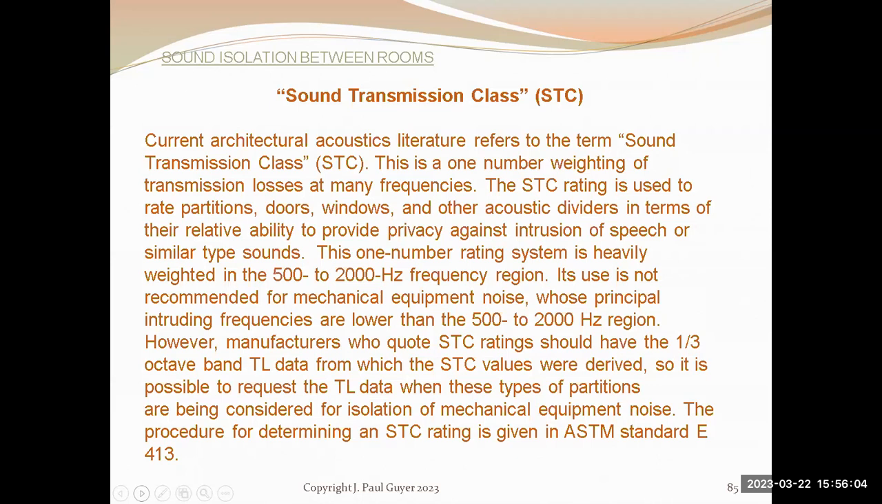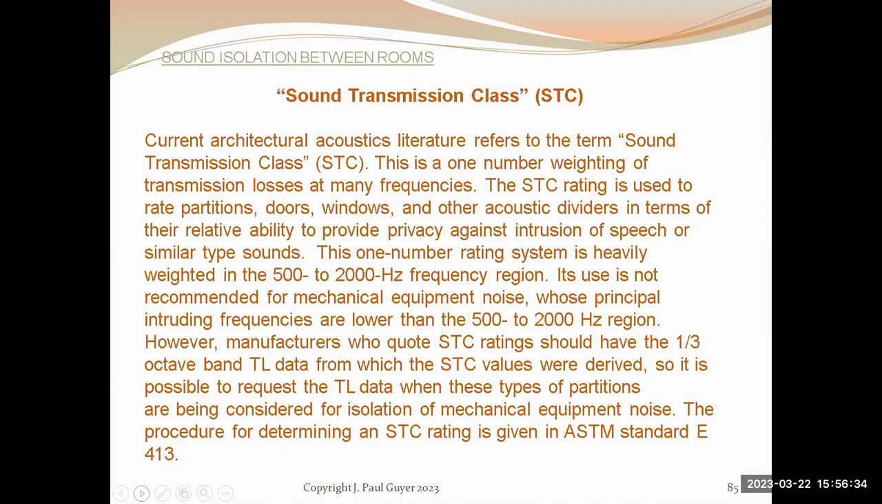And so if you've got a sound source in the source room of 70 decibels, and you want to have a noise environment of 40 decibels in the receiving room, then you need to select a barrier that has been tested and has an STC rating of 70 minus 40, or 30.